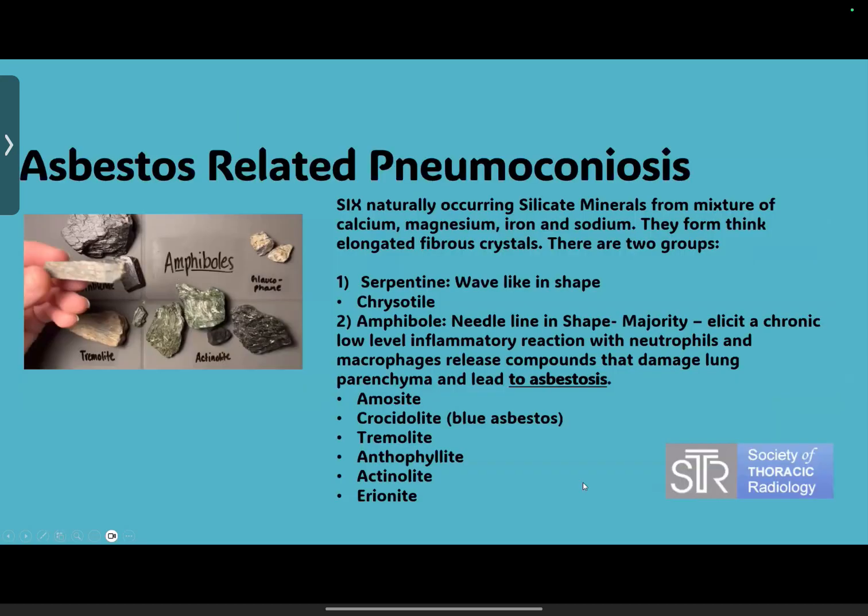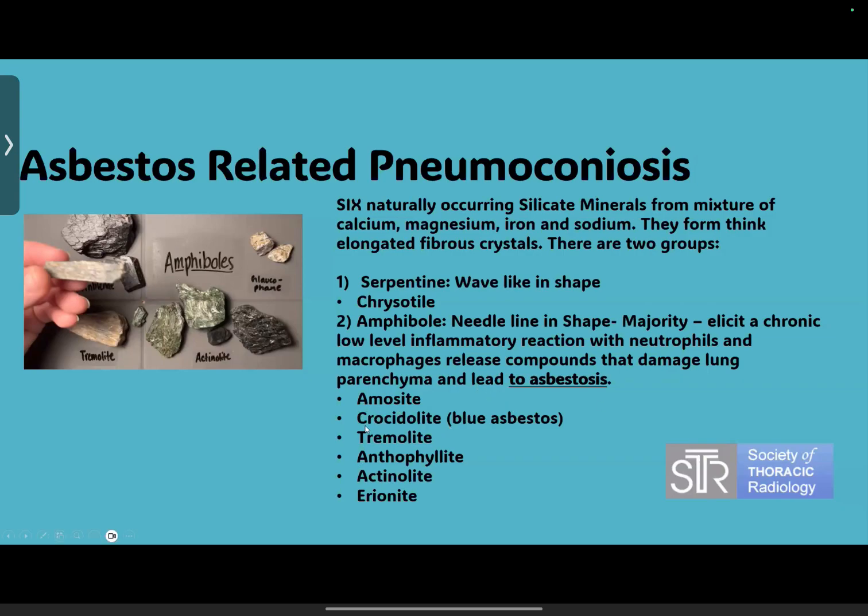Moving on to asbestosis. I thought I'd show you this. You probably see these a lot, people working with these types of stones, and there are 6 naturally occurring silicate minerals from a mixture of calcium, magnesium, iron, sodium. There are 2 types of groups: the serpentine, which are wave-like, and the amphibole, which are needle-shaped. And this is the type that leads to asbestosis.